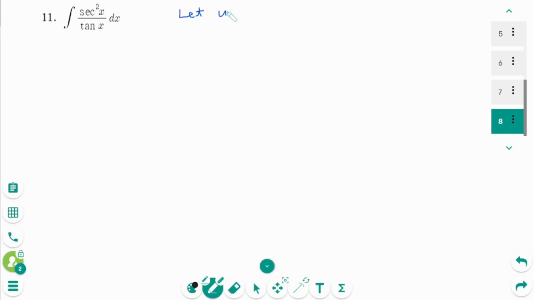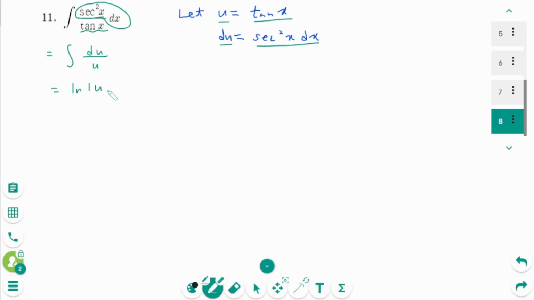Let u equal tangent x, du equals secant squared x dx, equals the integral of secant squared x dx is du over tangent x is u. Then ln absolute value of u plus c equals ln absolute value of u was tangent x plus c.